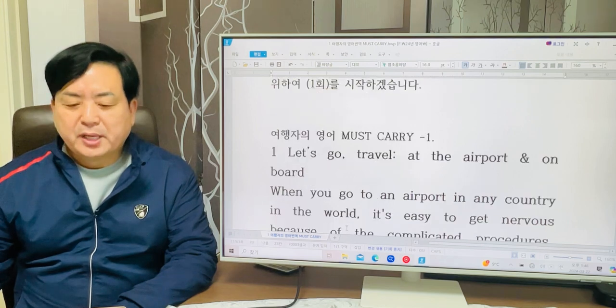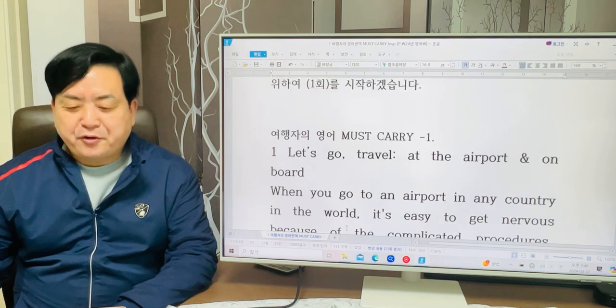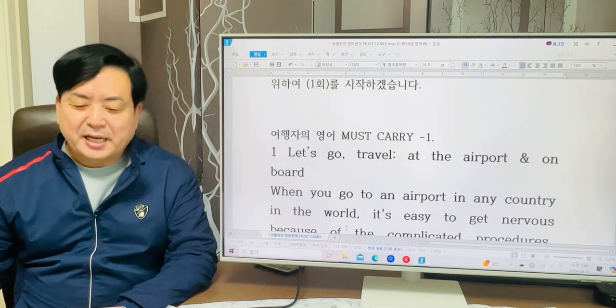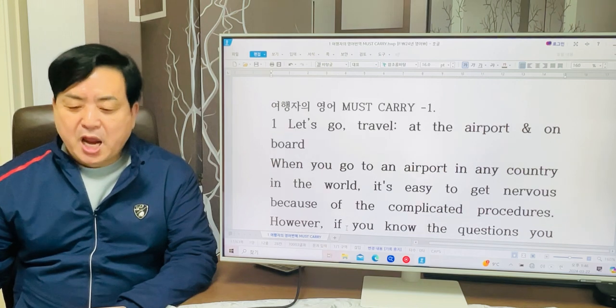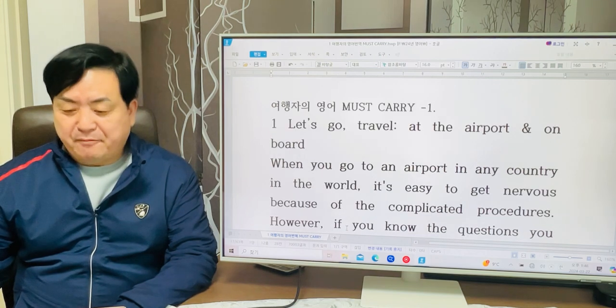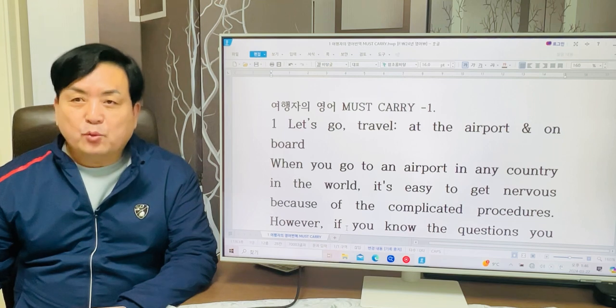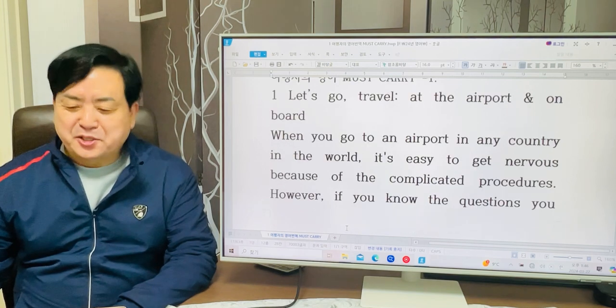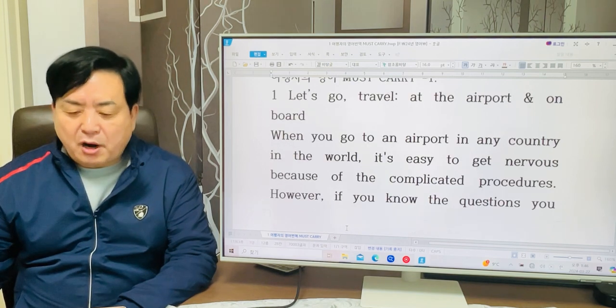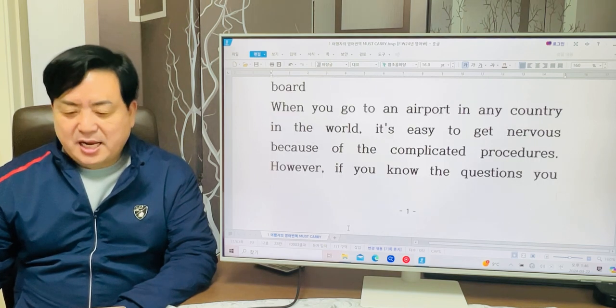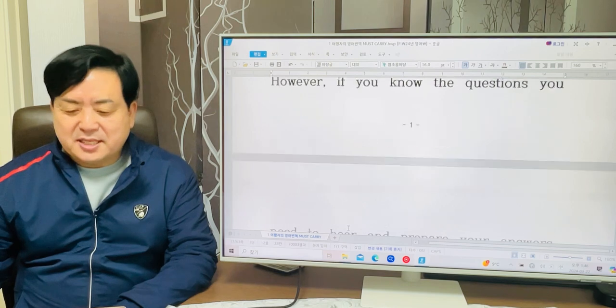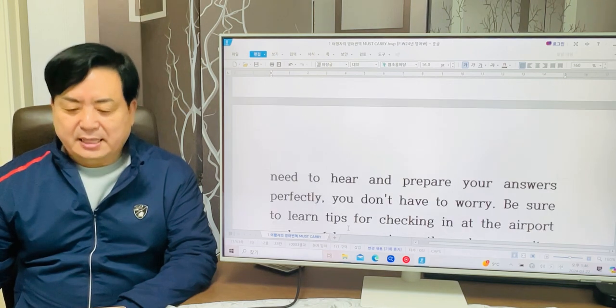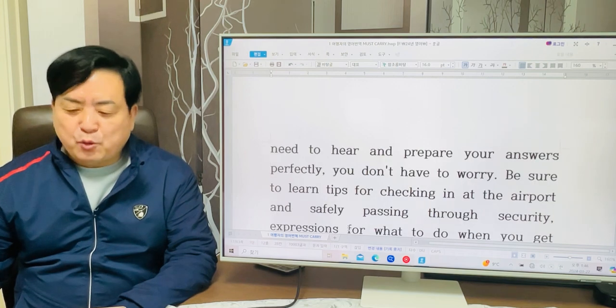여행자의 영어죠. Let's go travel at the airport and on board. When you go to an airport in any country in the world, it's easy to get nervous because of the complicated procedures. However, if you know the questions you need to hear and prepare your answer perfectly, you don't have to worry.